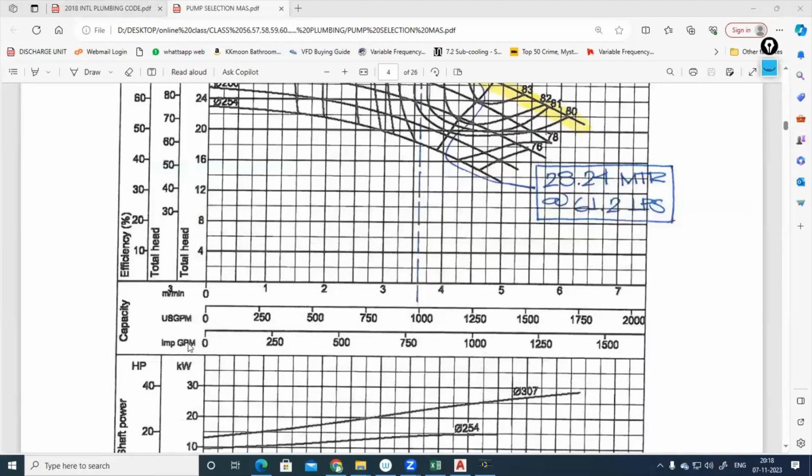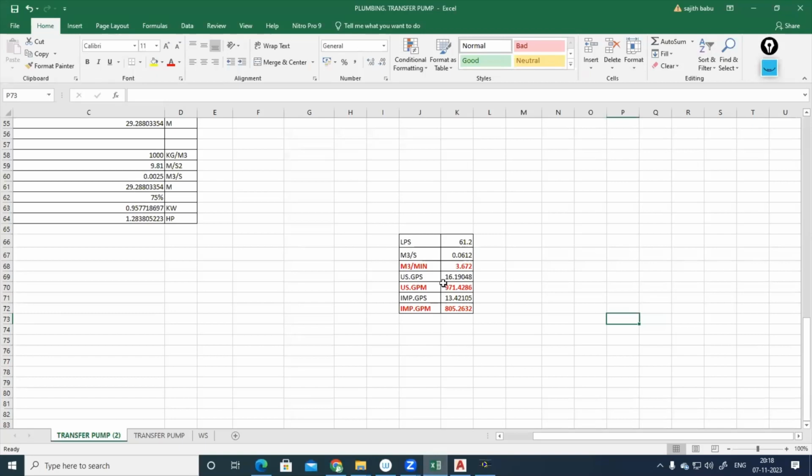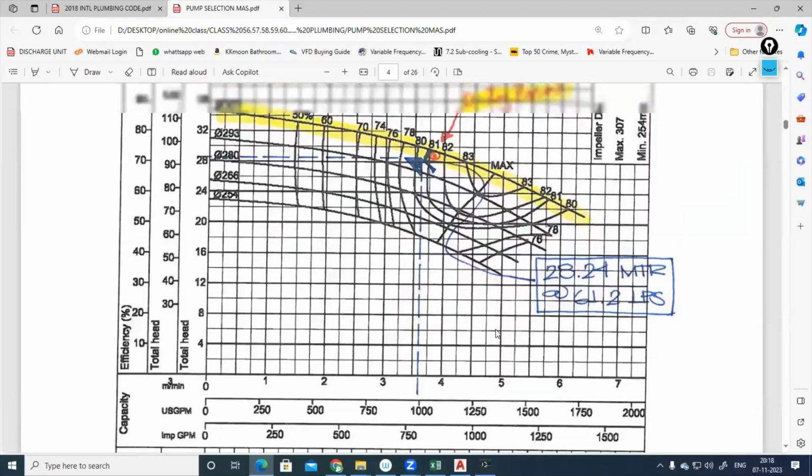That's why we choose where we have the smaller value. Out of imperial gallon per minute, US gallon per minute or meter cube per minute, a very small value comes in meter cube per minute, 3.672, with a very small decimal difference, so the error will be less. So I'll select meter cube per minute, 3.672.